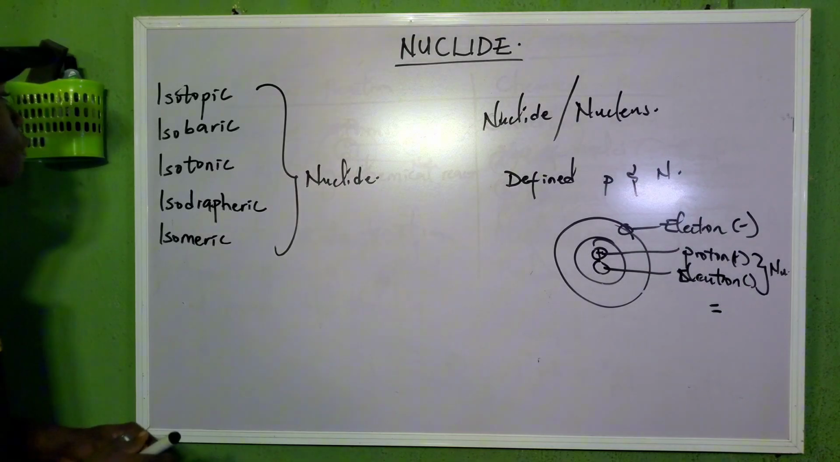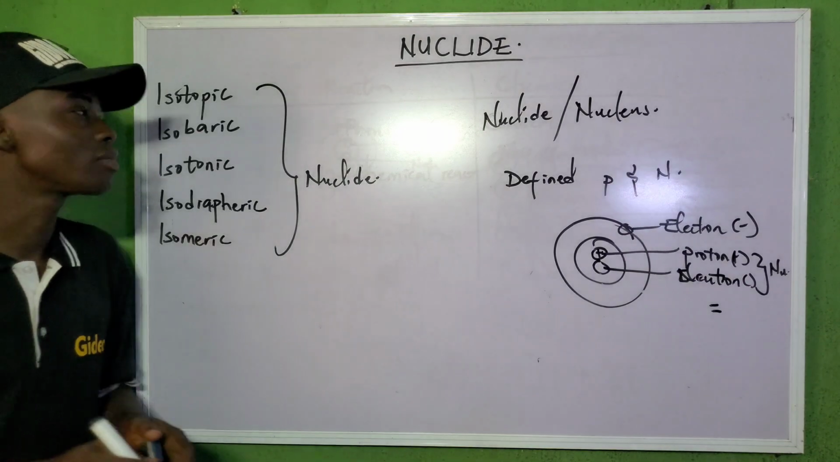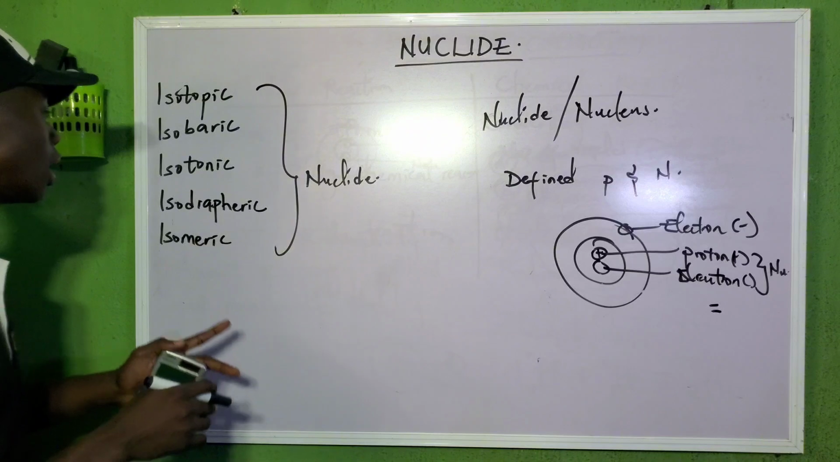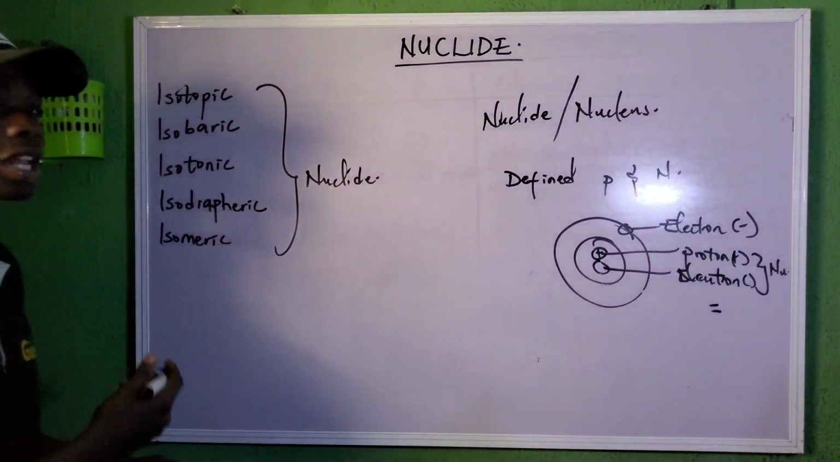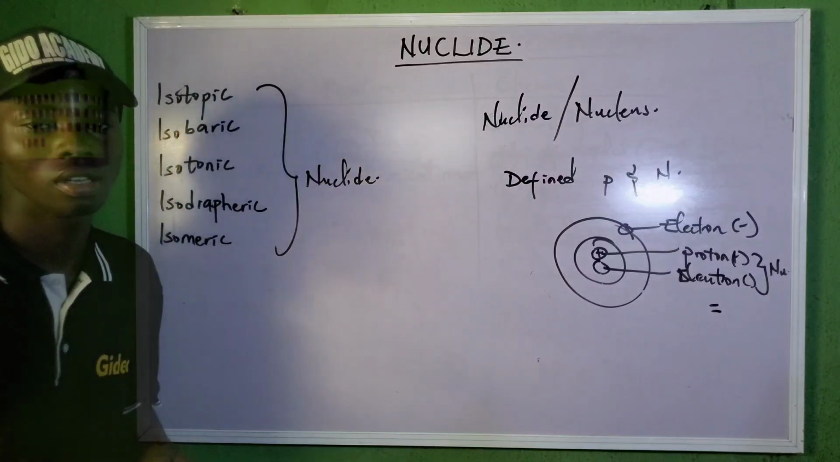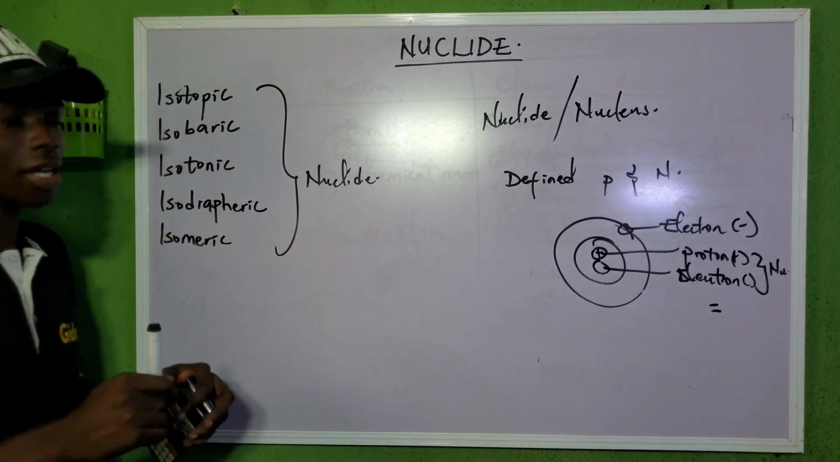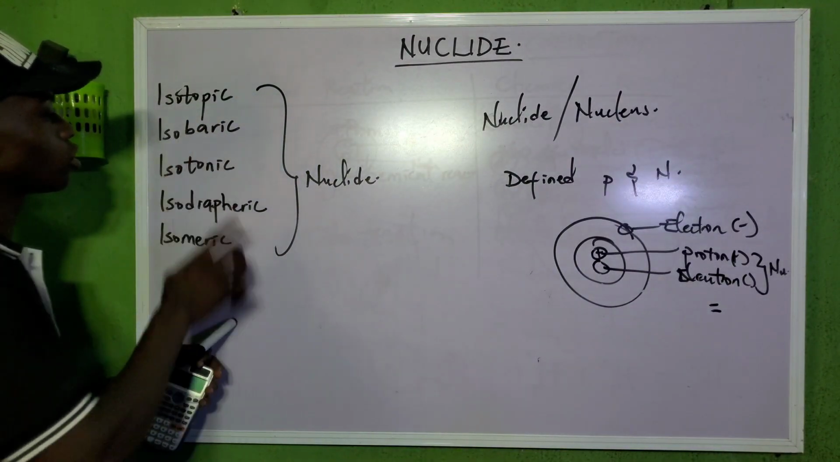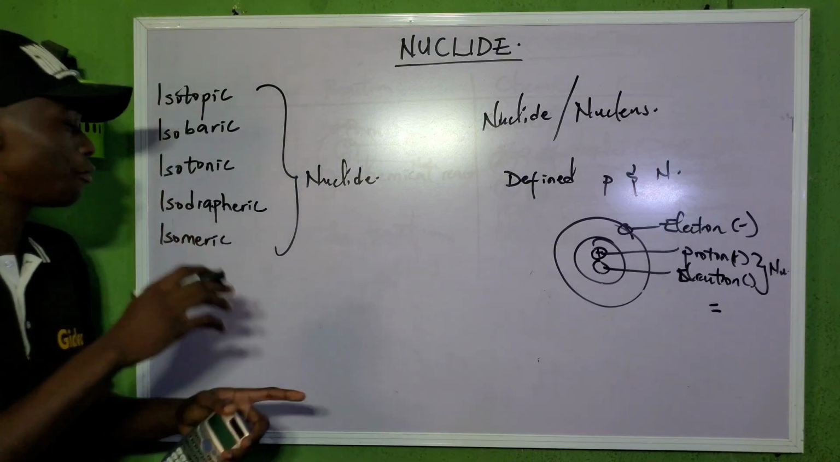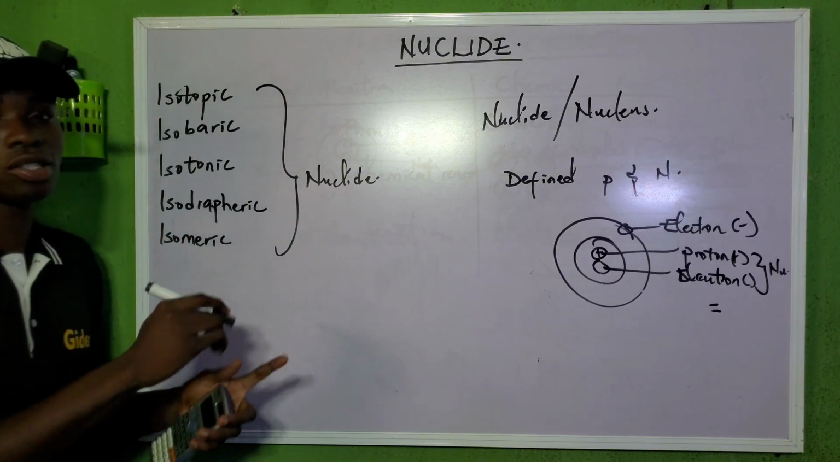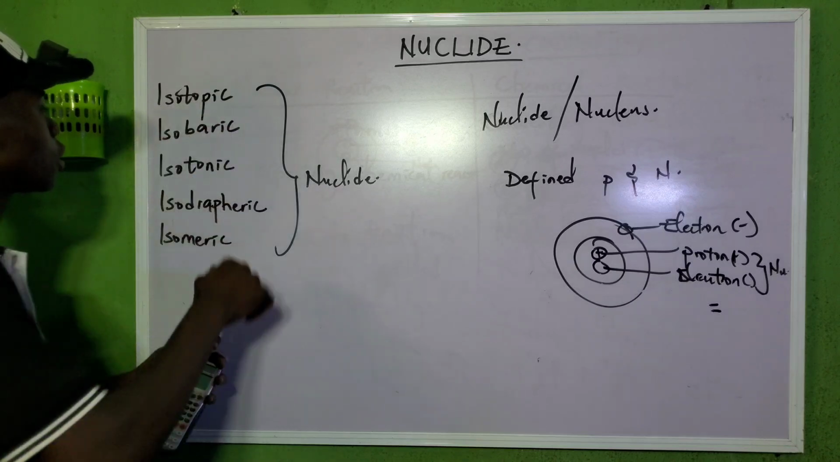Like I was saying, we have isotopic nuclide, isobaric, isotonic, isodiapheric, and the last one we have there is isomeric. Now let me explain the first one, isotopic.